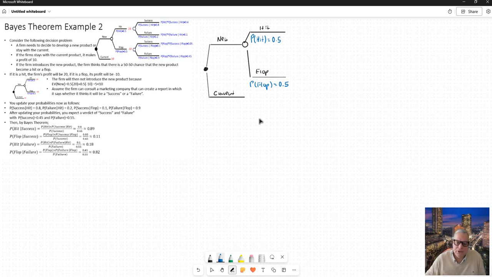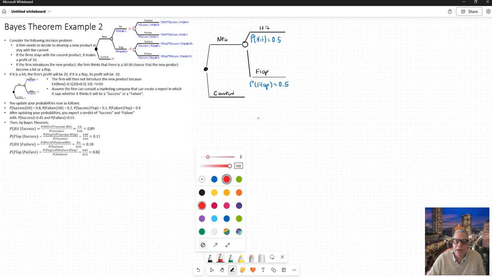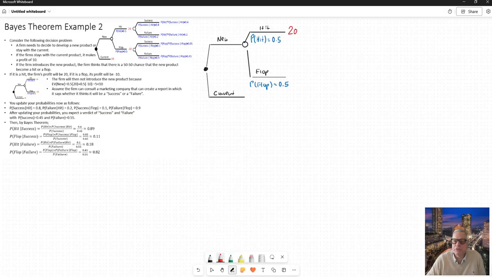Okay, so now we still can add the payoffs. We know if it's a hit, you make a profit of 20. If it's a flop, you lose 10. If you go with the current, you get 10 for sure. So now we have translated the problem into a simple decision tree. Let's just stop here and assume you don't have any additional information. Would you introduce the new product, yes or no?